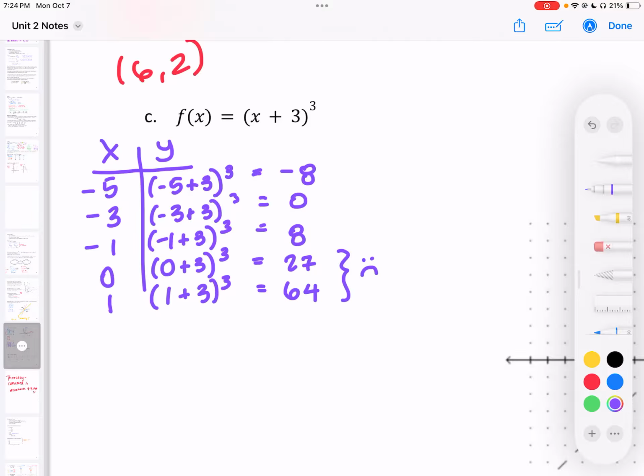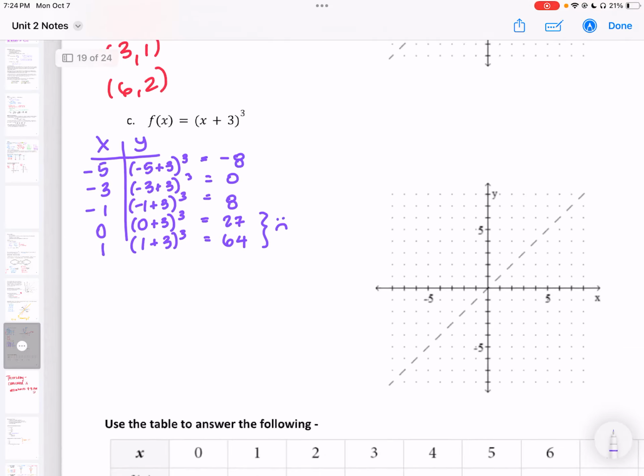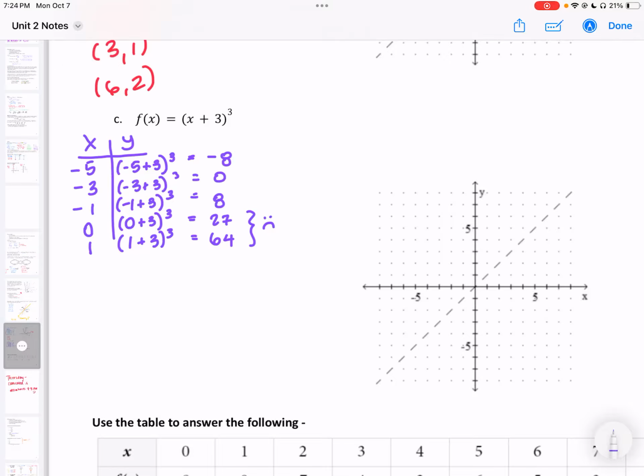Okay. So let's go ahead and plot those points. I'll be at -5, -8. -3, 0, and -1, 8. Okay. So my curve is quite elongated here. So I'll do my best to draw that. So that's going to be f of x.